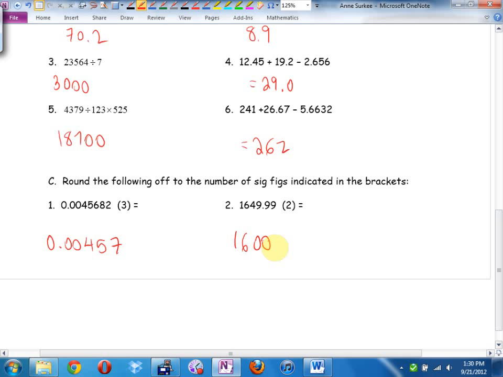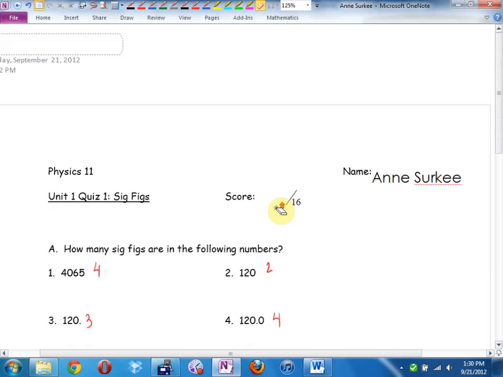Mr. Duick, wouldn't the 6 round up? Because wouldn't this become a 0 and that become a 0? No, hey, I'm rounding off right to there. That's the only one I look at. Is it a 4 or is it a 5? It's a 4. The number stays the same. If it was a 5, I would round up. You don't start way over and keep dominoing your way up all the way until you get to the amount of sig figs you want. 1,600. Give yourself a score, please, out of 16.